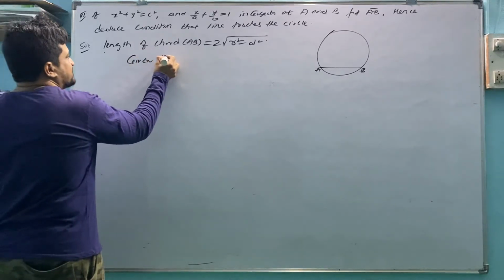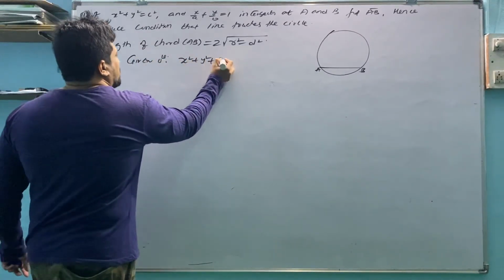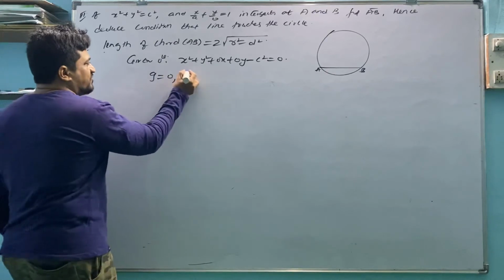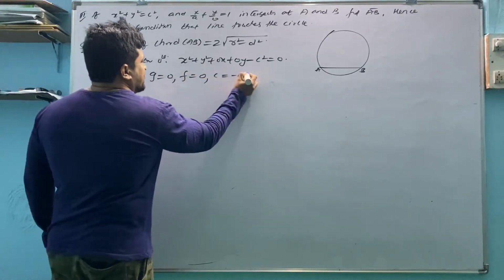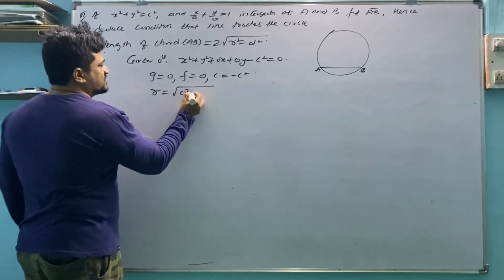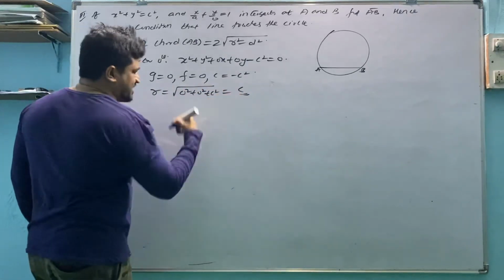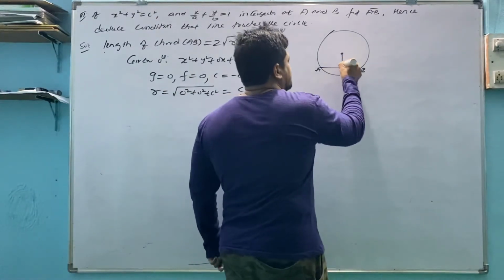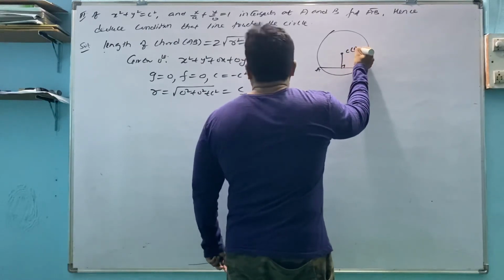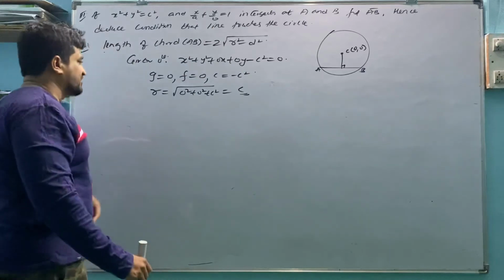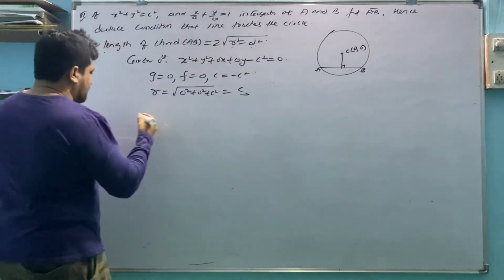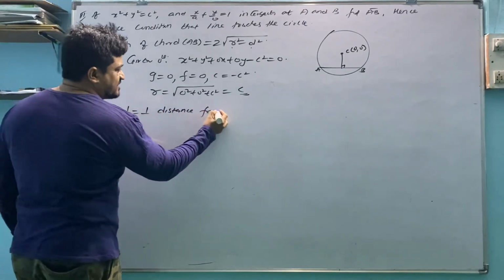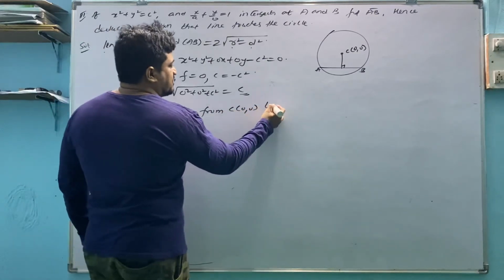Given circle x square plus y square, there is no x, there is no y, and minus c square equals to 0. So g is equal to half of the x coefficient, f is equal to half of the y coefficient, c is minus c square. Radius equals root of g square plus f square minus c, so that is c itself. We got r. Center is (0, 0), that is (minus g, minus f). Once we got the value of r, we need d. What is d? d is equal to the perpendicular distance from the center, which we got already, to the line given.